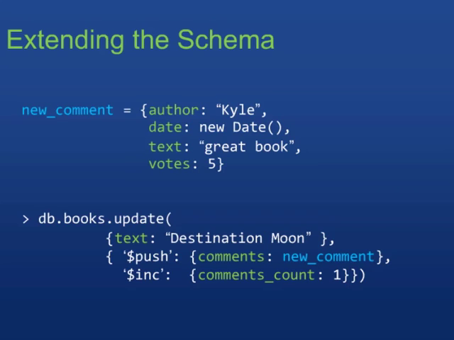I'm also using the inc command. So inc is increment, and we're saying I want to increment the comments count field by 1. Once again, the comments count did not exist in the original document, so this command is actually going to create that attribute, initialize it to 0, and then increment it by 1.